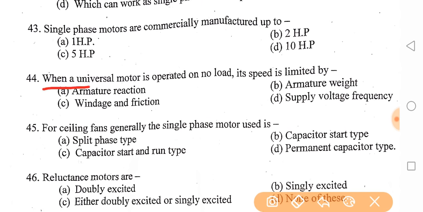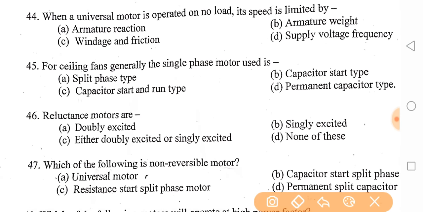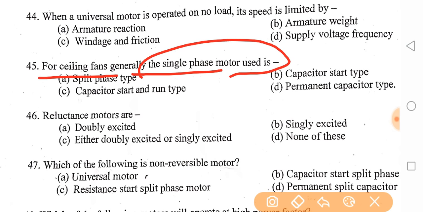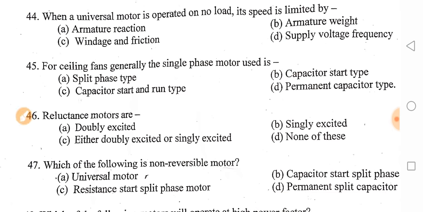Next question: when a universal motor is operated on no load, its speed is limited by what? Armature weight. The right answer is B. Next is question number 45: for ceiling fans, which single phase motor is used? As we know, in a ceiling fan the capacitor is always permanent. So the correct answer is D. A permanent capacitor type motor is used.